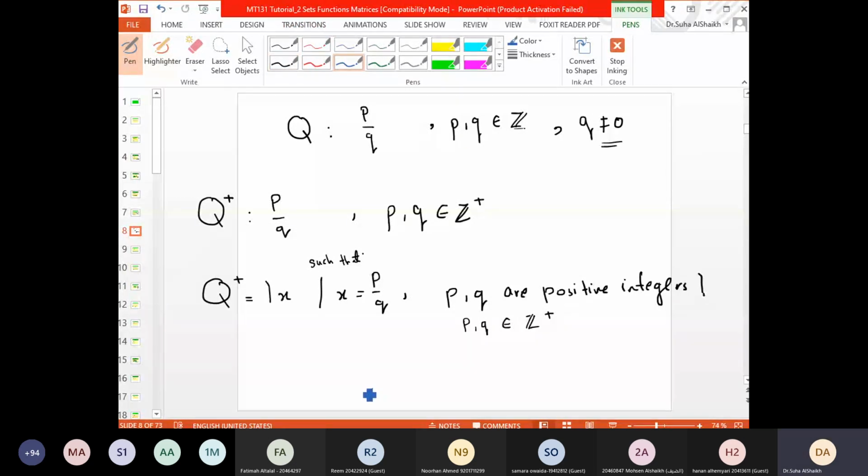Exactly, Aman. For Q, for example, 5 over 4 is an example. Minus 2 over 3 is an example. Last time we mentioned that. For example, 7 over minus 5 is an example. 4 over 1 is an example. 0 over 3 is an example. All of these are in Q. Okay. It is a rational number, the quotient, with a numerator and a denominator, top and bottom.